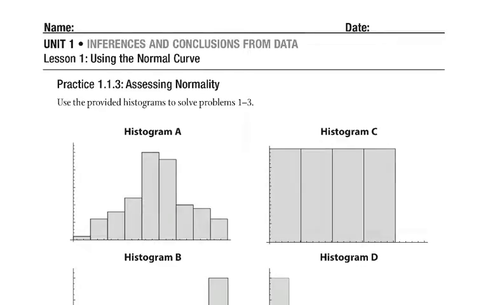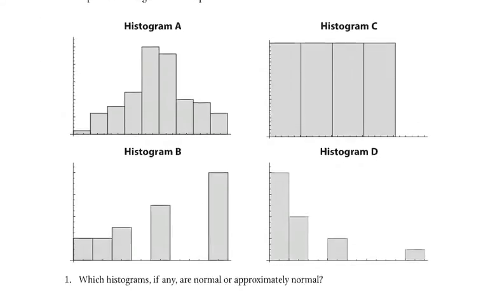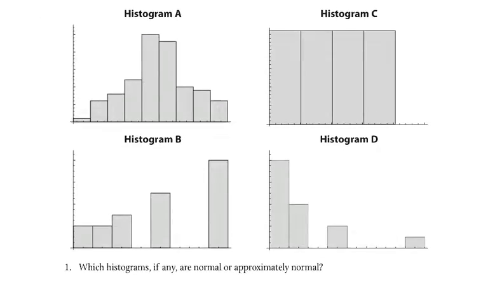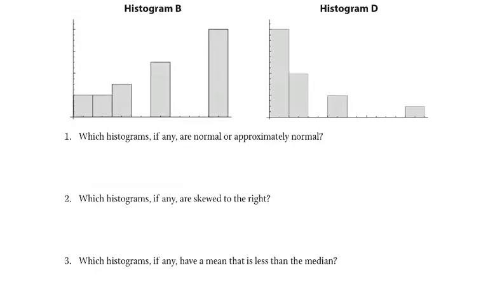Alright, the practice 1.1.3, assessing normality. Okay, so we've got 3 histograms here, and we're going to ask 3 questions about them. So number 1, which histogram, if any, are normal or approximately normal?